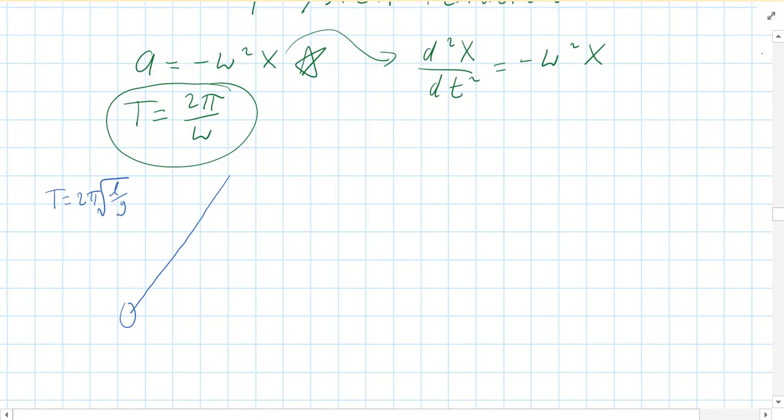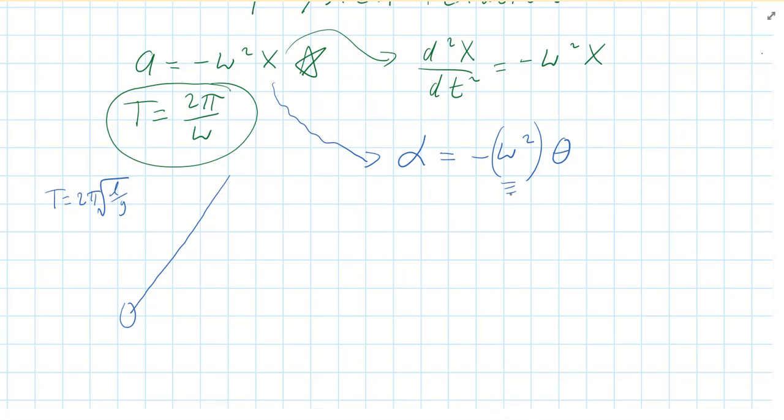Well, a pendulum isn't moving linearly, it's rotating. So instead of saying a equals negative omega squared x, we're going to divide both of those by r. a divided by r is alpha, and x divided by r is theta. So in rotation, we can rewrite this as alpha equals negative omega squared times theta. Now, a quick note on this. This omega is not the angular speed of the pendulum bob. That omega is the angular frequency of the pendulum bob. They are related, but they're not the same thing. So just an FYI.